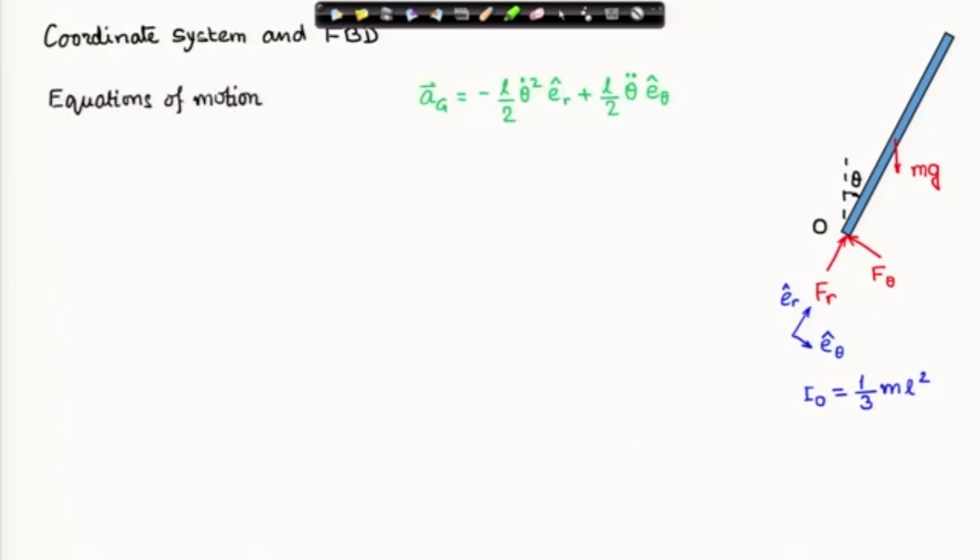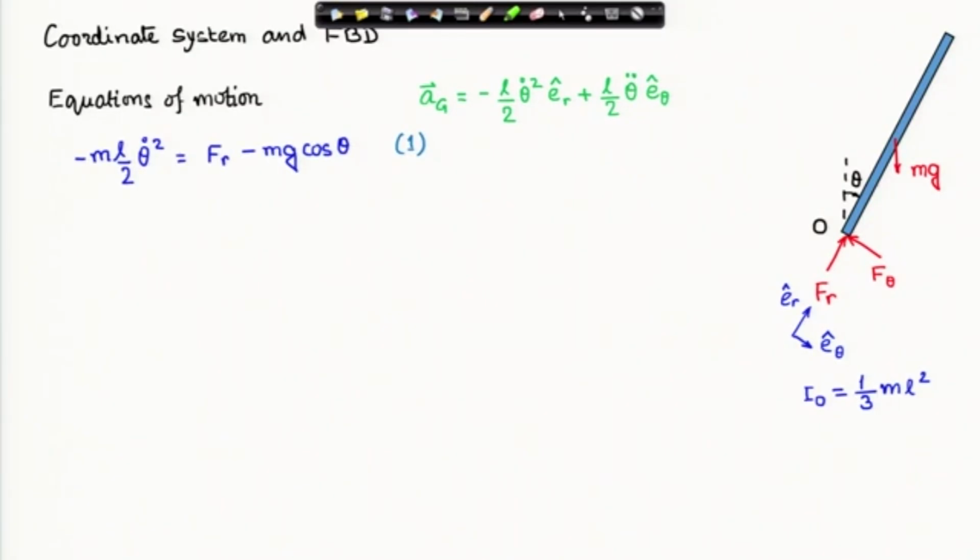Now, equations of motion: the translational dynamics will be written for the center of mass as usual. Therefore, I need the acceleration of the center of mass, and writing the acceleration is straightforward. In this case, it is in the plane polar coordinates. Only thing, the radial coordinate is not changing. Therefore, I have this as the acceleration expression a_G.